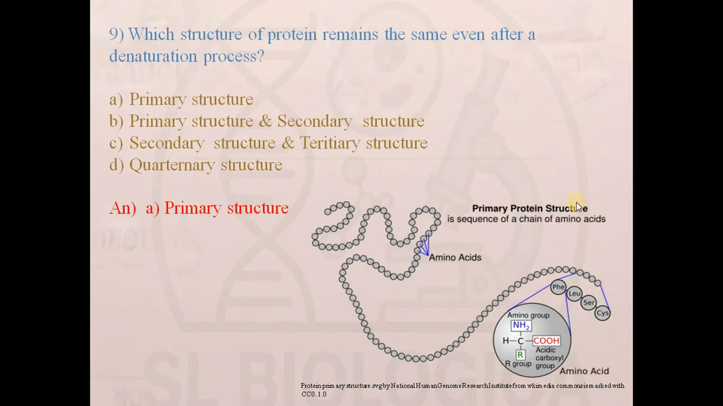So this is the primary protein structure. It is a sequence of a chain of amino acids.